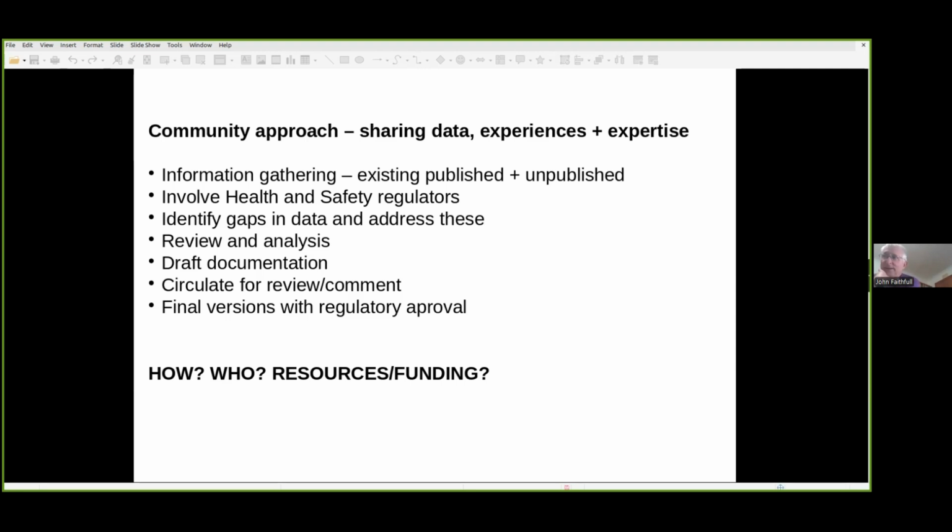I can't do this. I'm a retired person. I live in a place with terrible transport links on the Isle of Mull, and I have no funding, no resources. I'm happy to help with such experience as I have, but it seems to me this is something that the sector itself needs to address.